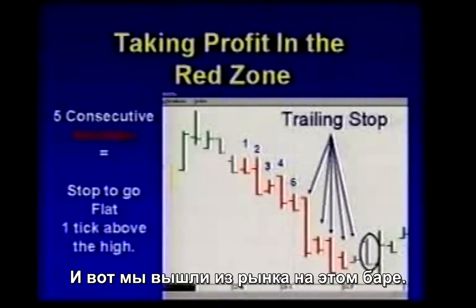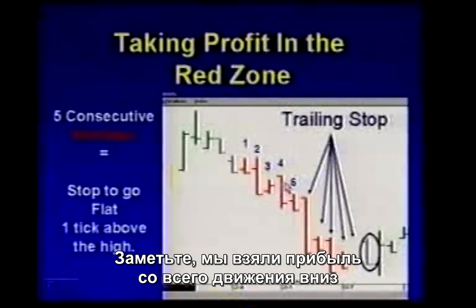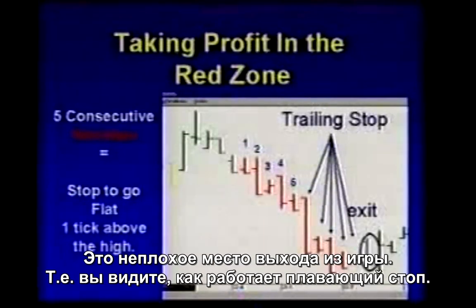And we're stopped out on this next bar. That high takes out this high. So notice we had the profit, we took profit all the way down, and we were stopped out on this bar. It was not a bad exit spot. So you see how the trailing stop can work.